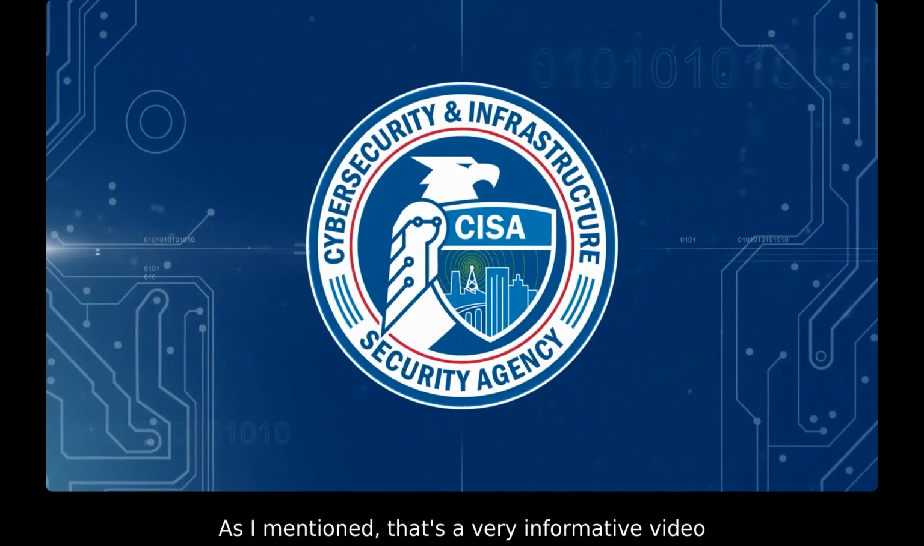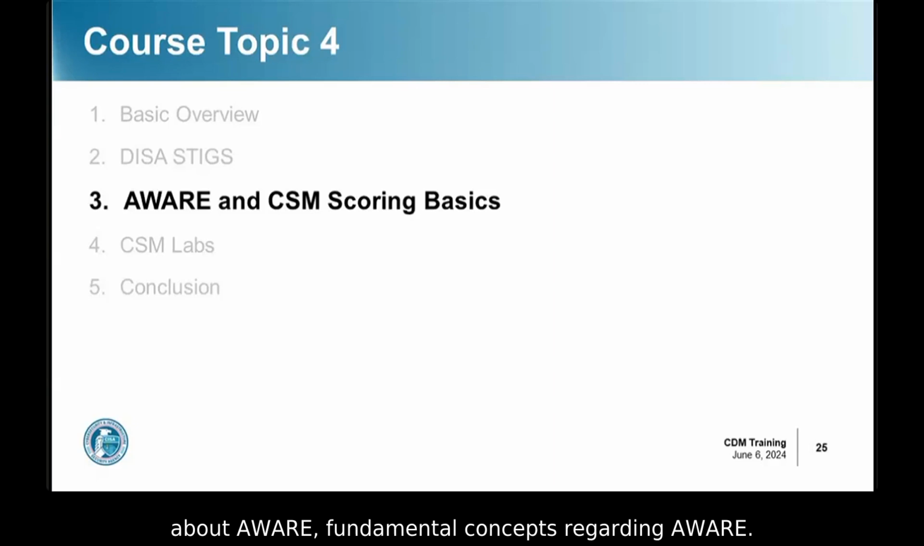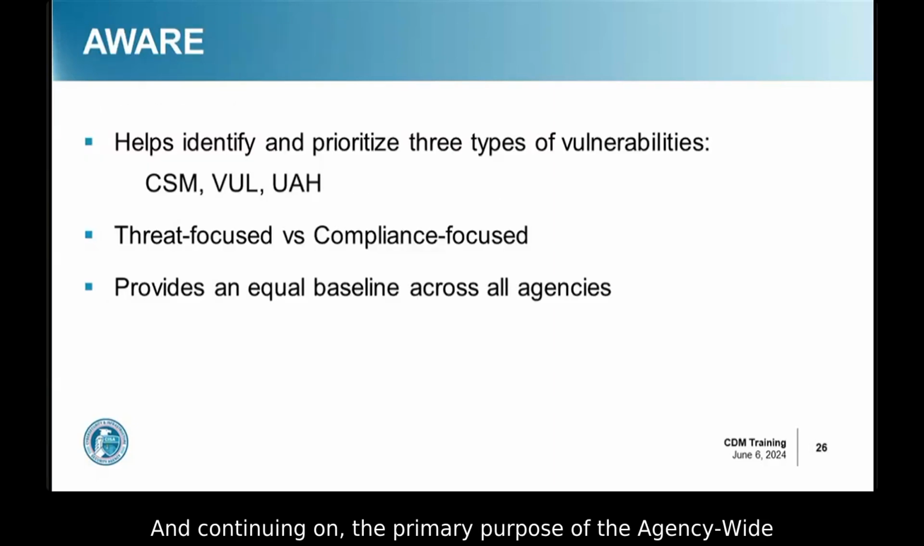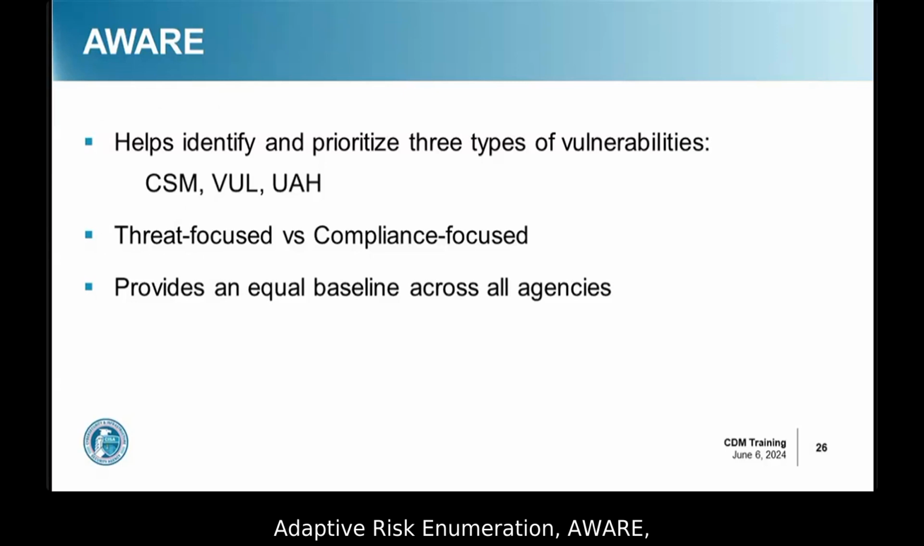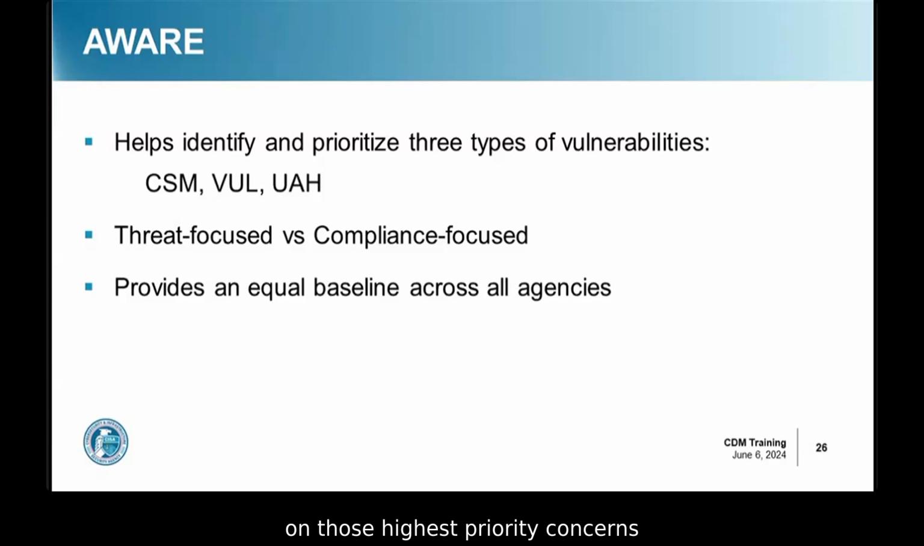All right. As I mentioned, that's a very informative video about AWARE, fundamental concepts regarding AWARE. And continuing on, the primary purpose of the agency-wide adaptive risk enumeration, AWARE, is to help agency personnel to determine appropriate prioritization of risks and help them address the worst problems first. You'll hear that a lot today. By providing this enhanced situational awareness based on the observed presence of vulnerabilities, AWARE helps to aid agencies in allocating limited resources on those highest priority concerns and maximizing their mitigation activities.